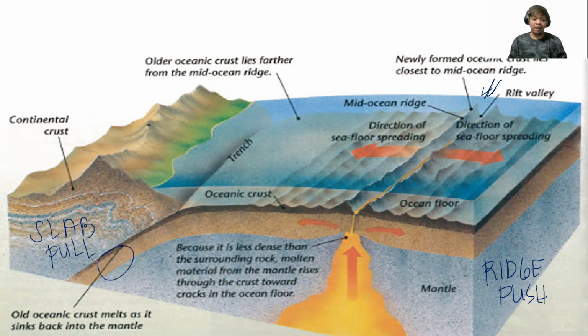Kasi yung mga nandito sa baba, habang bumababa siya, okay, yung mga nasa ilalim ng continental crust, habang bumababa siya, nahihila pa po niya yung buong slab na ito ng oceanic crust. That is why it's called slab pull. It's because of the gravity. So that is why these plates are continuously moving because of ridge push and slab pull.